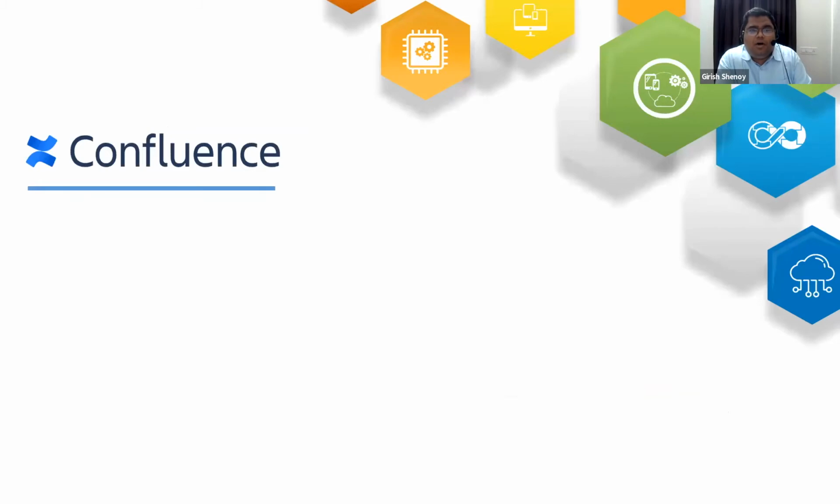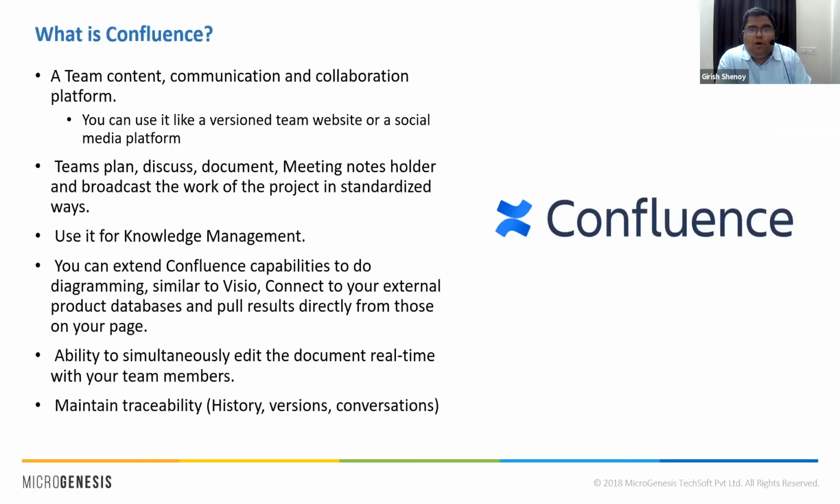Talking about Confluence, what is Confluence? So it's team content, or you can call it your team's website or a web page for your team, right? It's a collaboration space. You can use it like a team website or a social media platform for your team or for your organization. You can do your planning, discussions, document management, meeting notes holder, broadcast the work or project information, everything through Confluence. You can use it for knowledge management.